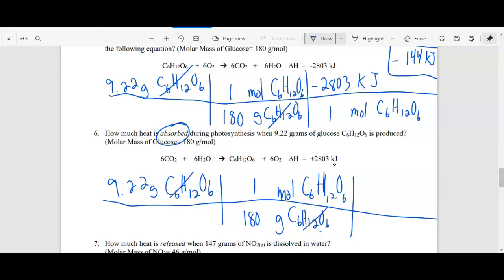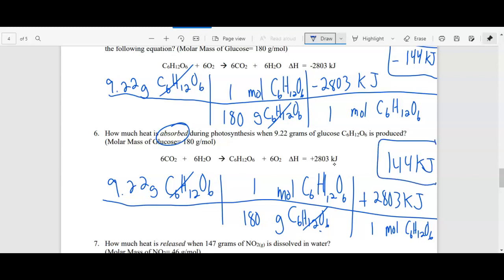We're left with moles, but we need to get to heat. So we're going to take moles of C6H12O6. 1 mole of this is equal to, it tells you here, positive 2,803 kilojoules. And then whenever I do the math, it's going to come out to the same answer. The only difference is, what do we notice about the difference in these answers? One is negative, one is positive. The way you figure that out is if you're releasing heat, it's a negative. If you're absorbing heat, it's positive.